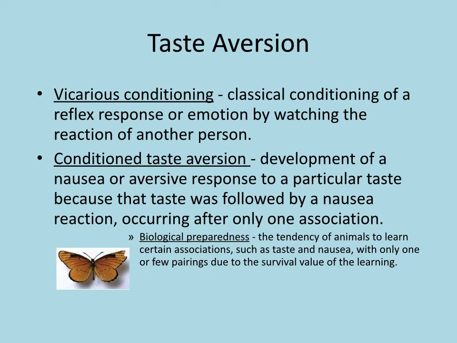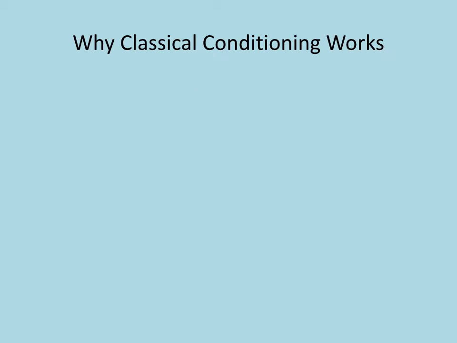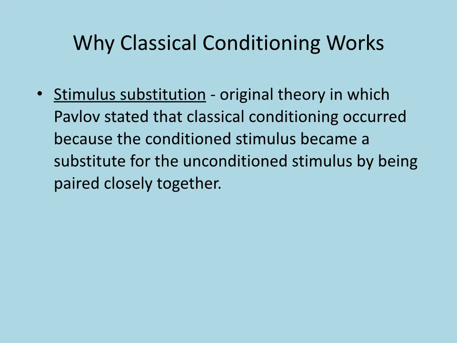All right. So biological preparedness. Now, the reason why we have vicarious conditioning and conditioned taste aversion is because we need to survive. Learning is tied directly to our ability to survive, so we need to be able to learn quickly and move forward. We don't need to ask that many questions, hence why we have so many aversions to things. Now, why classical conditioning works is because of stimulus substitution.